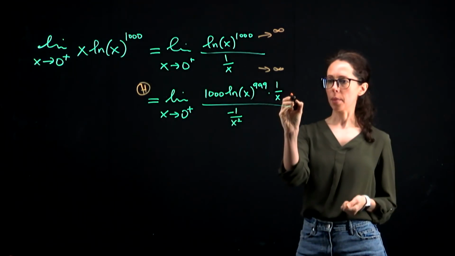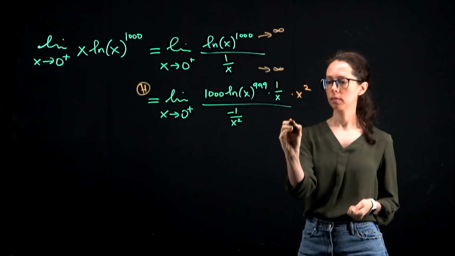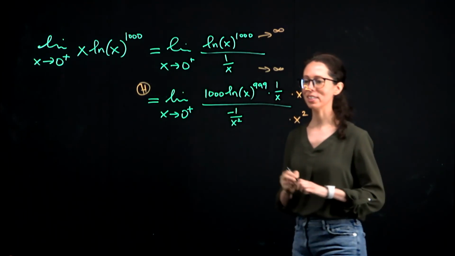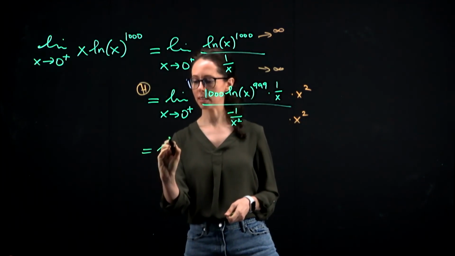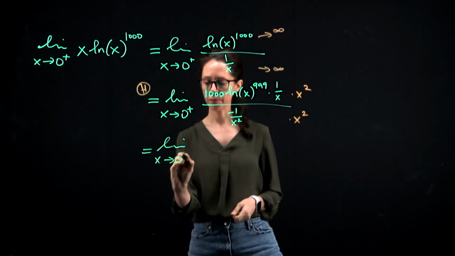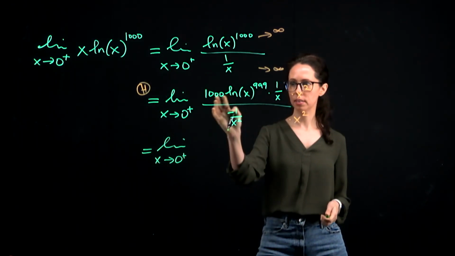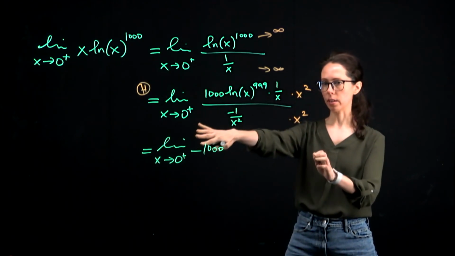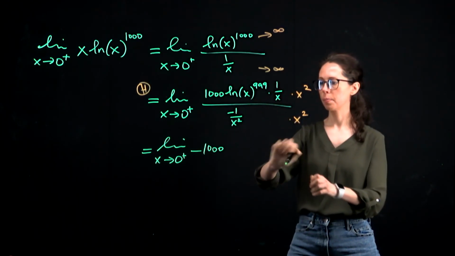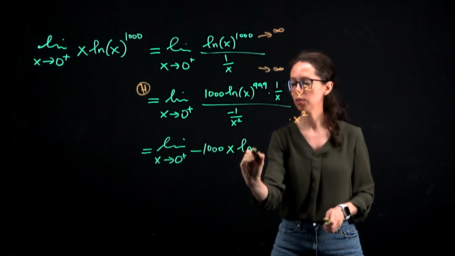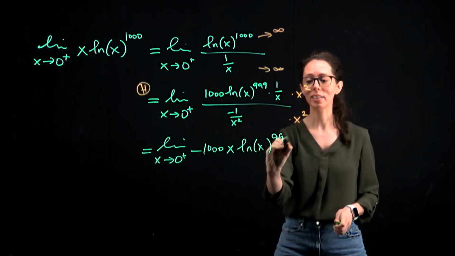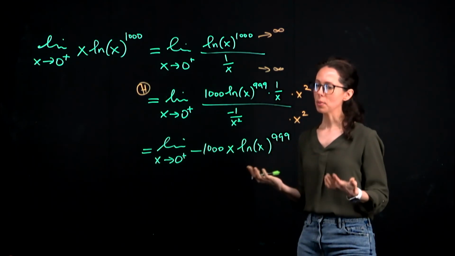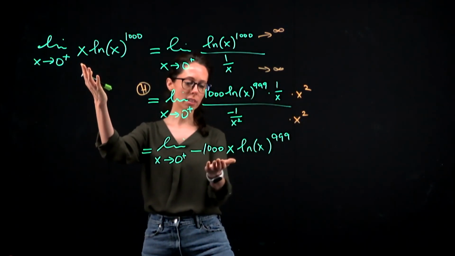We could multiply the top and bottom by x squared, so that we could rewrite this as the limit as x goes to 0 from the right of negative 1,000. This cancels out now, leaving us with just x here, x times natural log of x to the 999. That should look really familiar. It's almost exactly what we started with. I've got this 1,000 here.